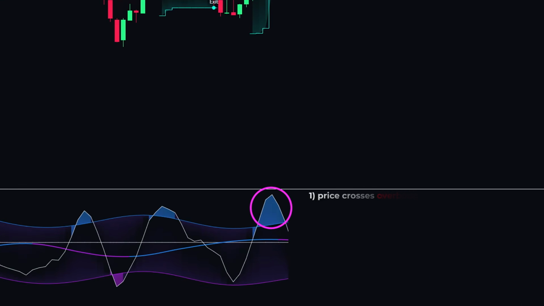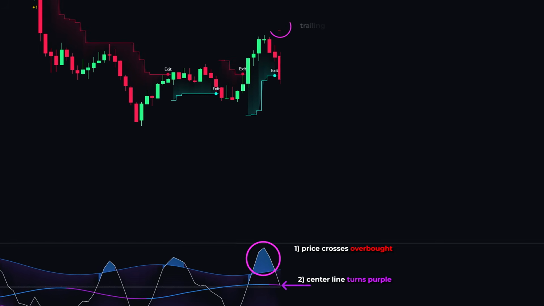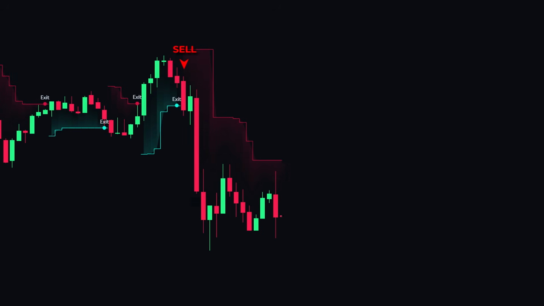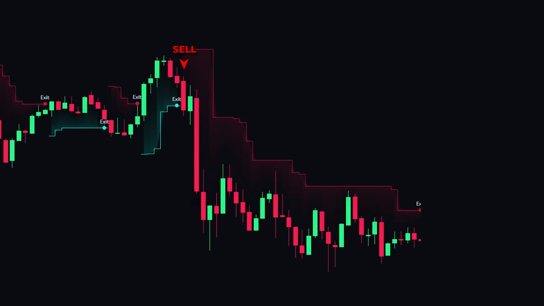First, you wait for the DT oscillator to display a valid short signal, like right here. Then, wait for the trailing stop indicator to confirm by turning red. Once it does, you can take a short position. Let the trade run until the indicator signals an exit. In this case, it tells us to fully close the position, and just like with the long trade, it captured the absolute bottom, helping us capitalize on most of the move before the trend reversed.